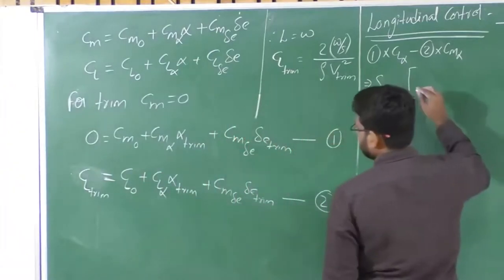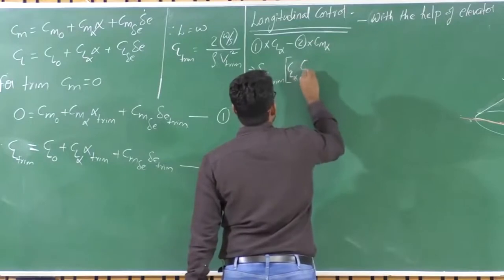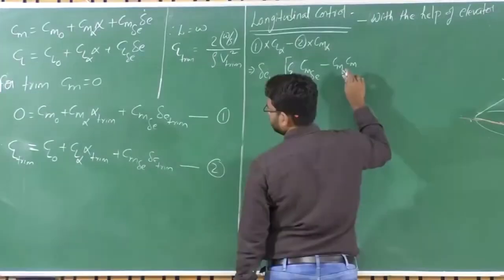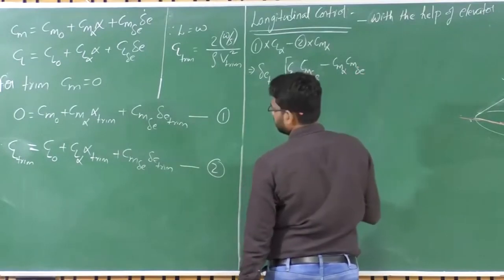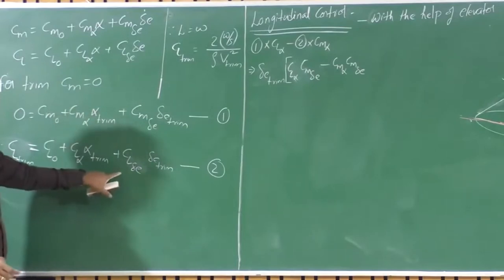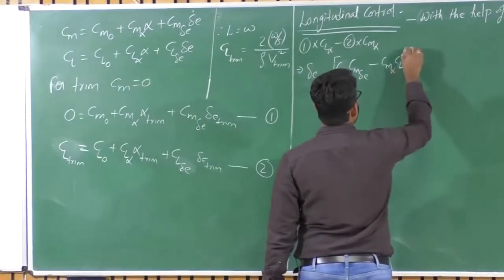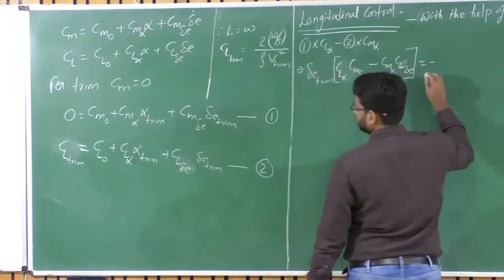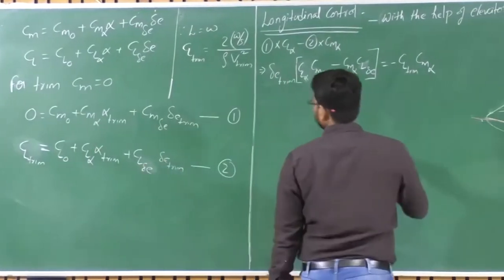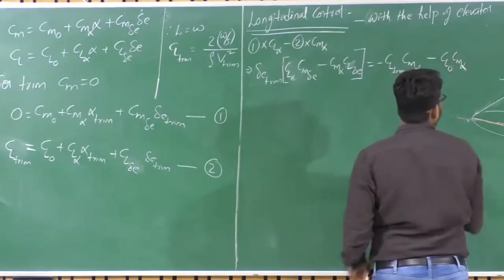So this delta E trim is equal to CL alpha times CM delta E minus CM alpha times CL delta E. This is a mistake. This is CL delta E. Okay, so please correct this equation. So this is CL delta E. So this is CM alpha times CL delta E. This equals minus of CL trim times CM alpha minus CL naught times CM alpha. Okay.